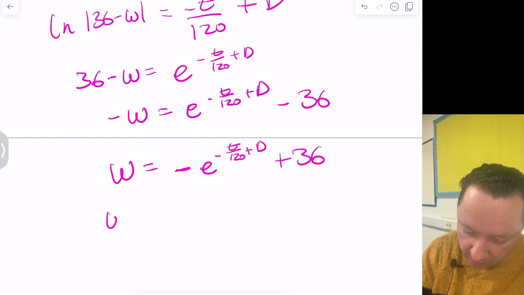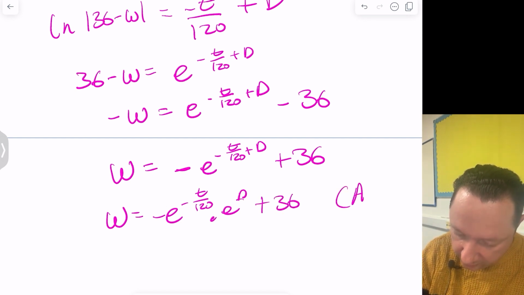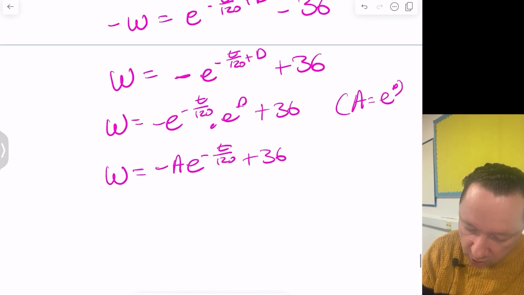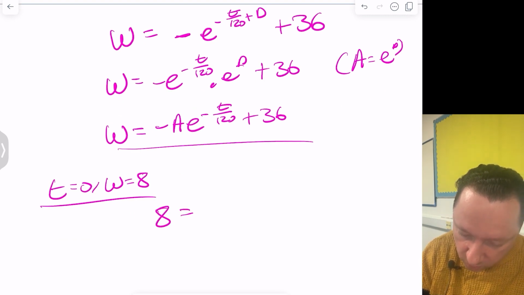So now we can separate our variables out. Minus e to the minus t over 120 times e to the d plus 36. We'll just save it, let a equal e to the d. So W equals minus a e to the minus t over 120 plus 36. I mean, initial conditions were that when t equals 0, W equals 8. So that means that 8 equals minus a plus 36. So a must equal 36 minus 8.